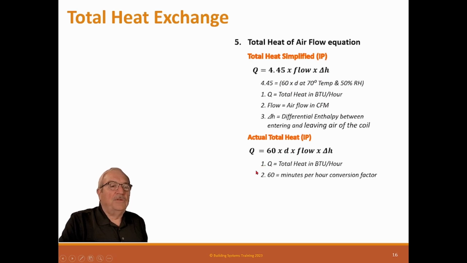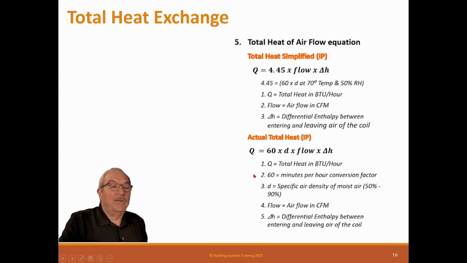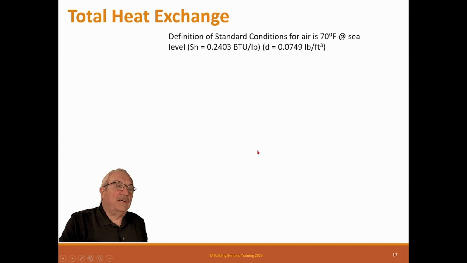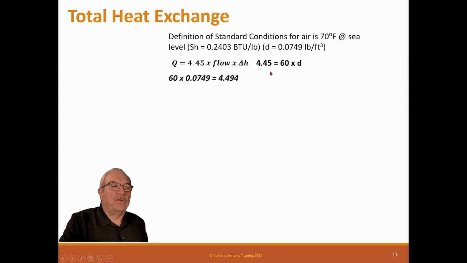So Q is total heat in BTU, 60 minutes is the hour. D is the specific density of the air, flow is air in CFM, and the differential enthalpy. So let's try a couple examples here of this. Okay, now we're going to talk about where we got the 4.45. So it's 60 times 0.0749, which is 4.494. Yeah, you round it off, you get to 4.45.